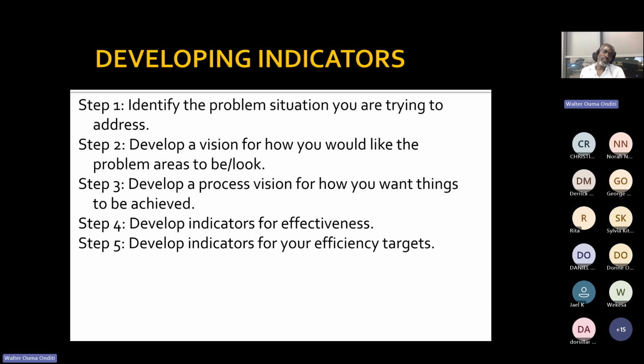Now, critical steps to developing them, because we are going to develop them. And in that case, an assumption that I'm making is that we have also developed our objectives, our outcome, our output, and of course, coming down to activities. So how then do we develop indicators? Step 1 to consider: identify the problem or situation you are trying to address. That is very critical. Develop a vision on how you'd like the problem areas to look. Develop a process vision, how you'd want things to be achieved. Develop indicators for effectiveness and develop indicators for your efficiency targets and so on. So these are things just to bear in mind.